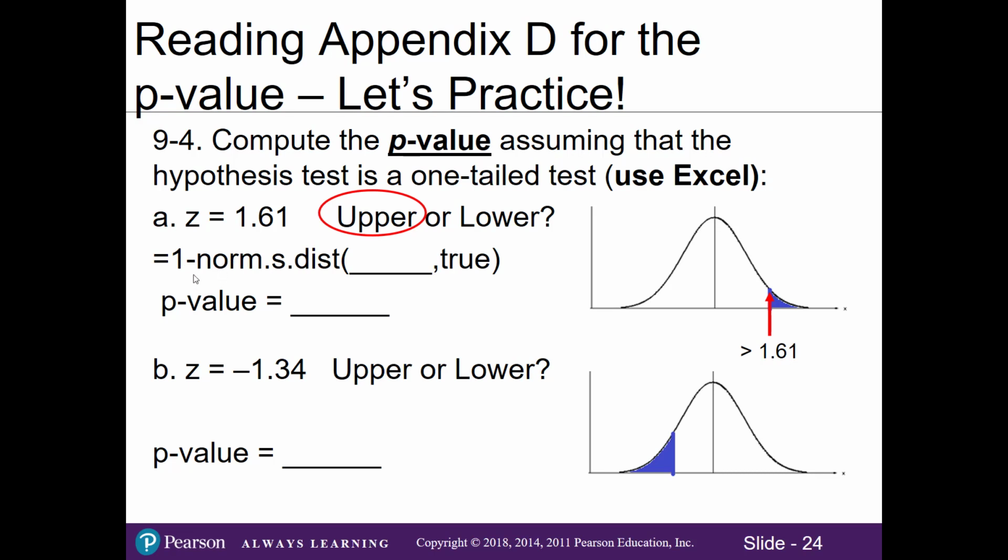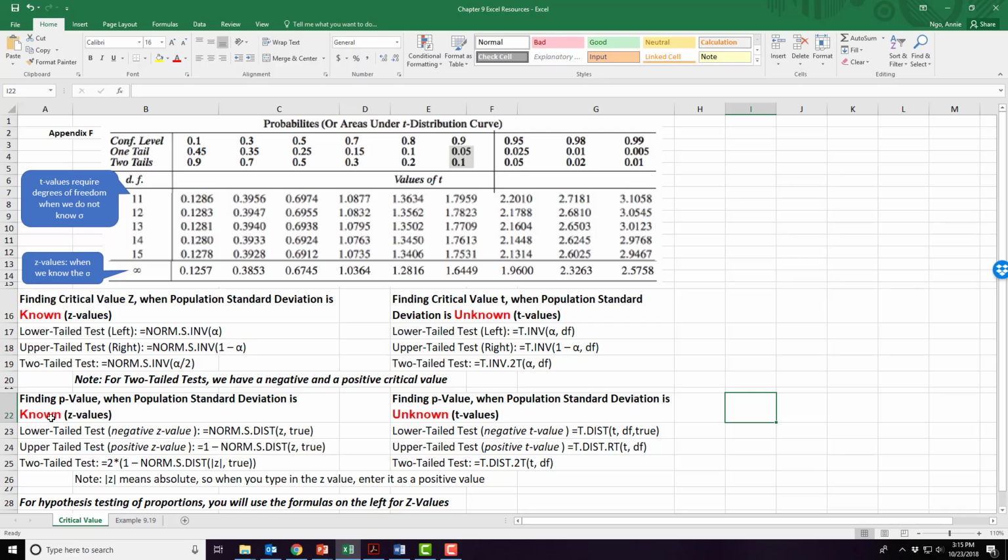So I'm going to use this formula where we do equals 1 minus norm.s.dist. We will enter the z-value and type in true. This should look familiar since we did this in previous chapters. Recall that anytime we're doing a greater than or an upper tail test, we are going to do 1 minus our formula. So using our Excel, we've got our formulas here to find a p-value when the population standard deviation is known. In other words, we're working with z-values.